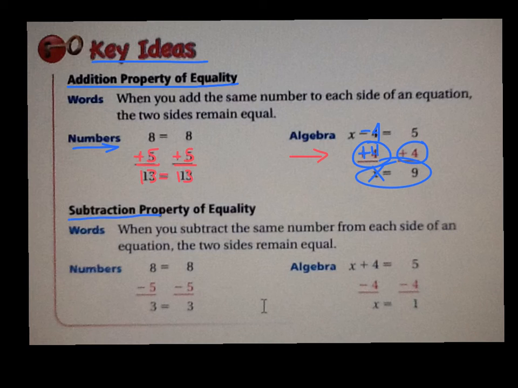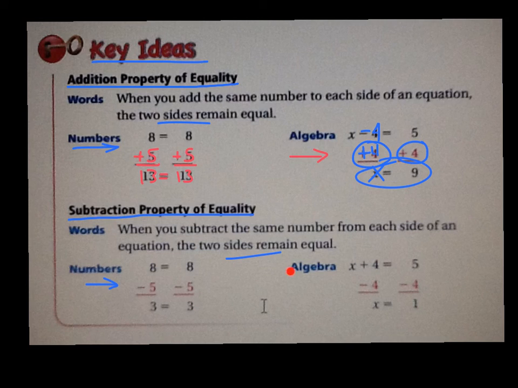Let's look at the subtraction property of equality. When you subtract the same number from each side of an equation, the two sides remain equal. Same thing as up on the addition property. The two sides remain equal. Same concept. I've got 8. Now I'm looking over here. I've got 8 minus 5, it equals 3. Remember, I took away 5 from this side, I'm going to take away 5 from that side. 8 minus 5 equals 3.